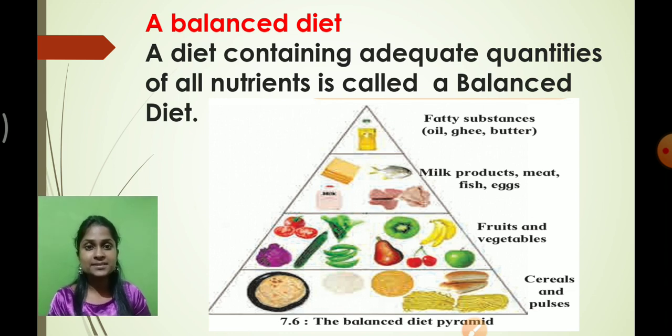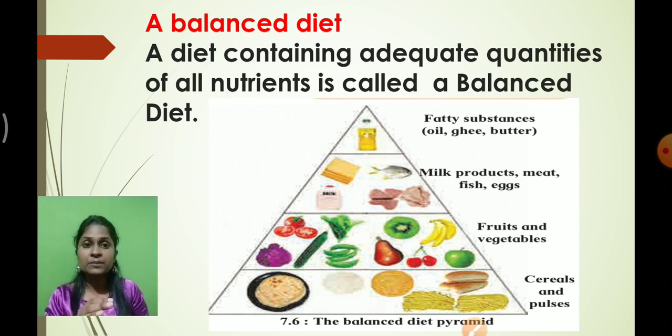What do you mean by balanced diet? A balanced diet means a diet containing adequate quantity of all the nutrients. Our diet should have carbohydrate, fruits, vegetables, protein, and fat. Everything should be in our food. You can't keep on eating only chapati the whole day. You can't keep on eating butter or cheese all day. Everything should be there in our food, a little.